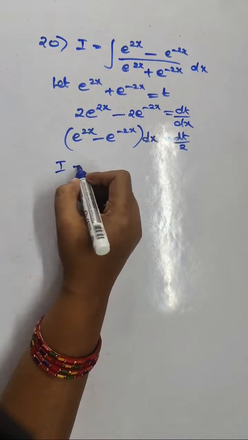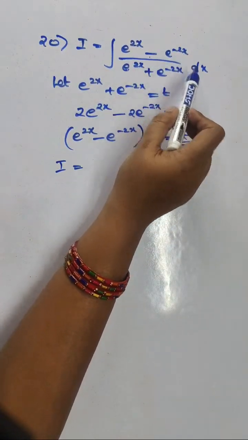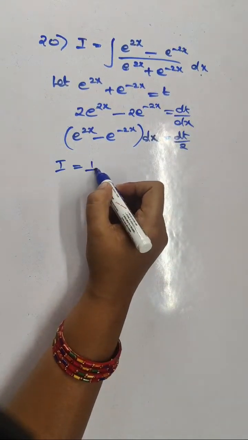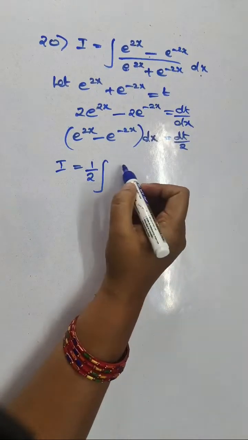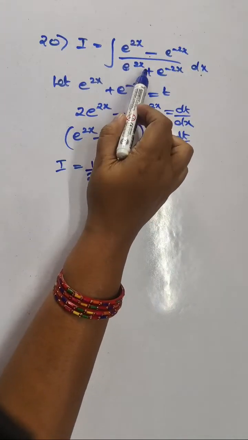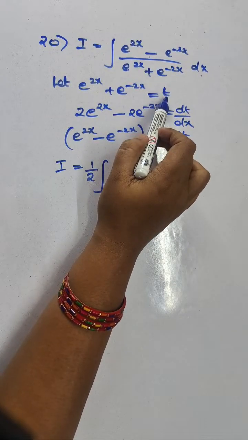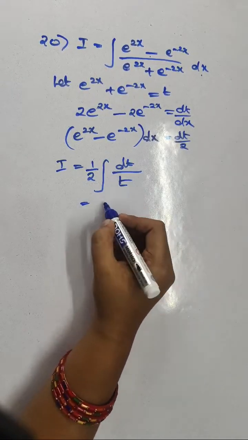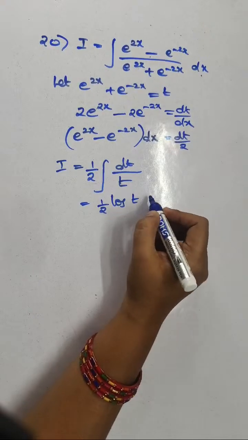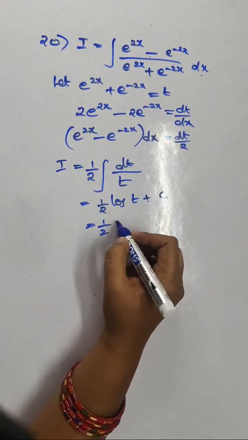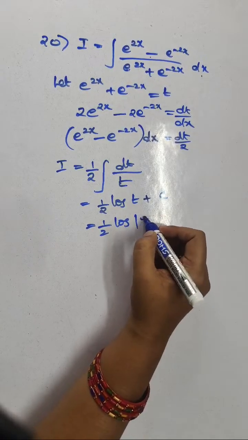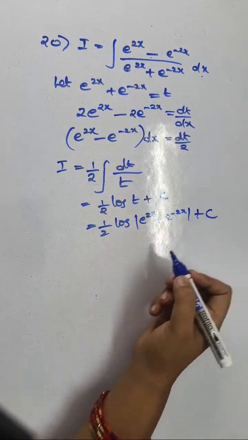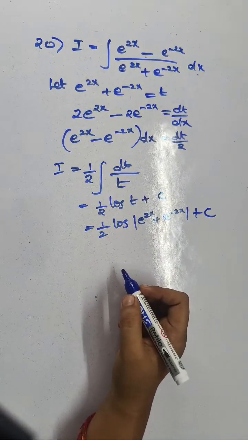The question now becomes, in place of e power 2x minus e power minus 2x into dx, that can be written as dt by 2. So that 1 by 2 can be taken out of the integration. Dt by e power 2x plus e power minus 2x can be taken as t, and now we can integrate it easily. So 1 by t integration is log t, and replace t in terms of x, as we have x terms in the given question, that is 1 by 2 log of e power 2x plus e power minus 2x, plus c. That is the required answer.